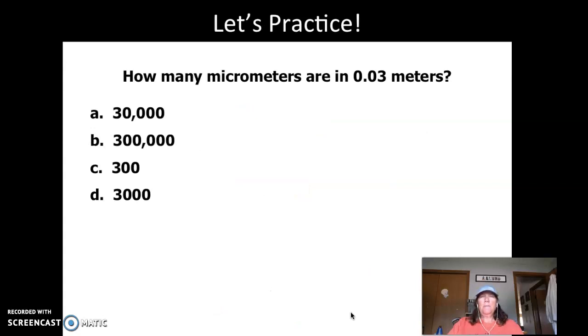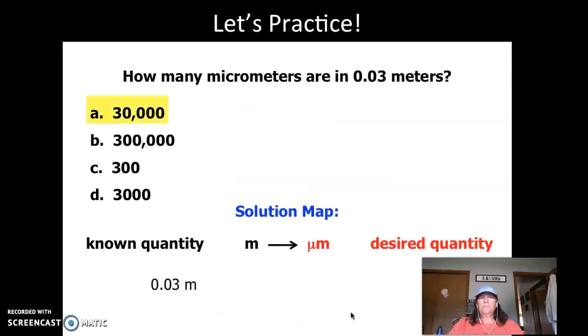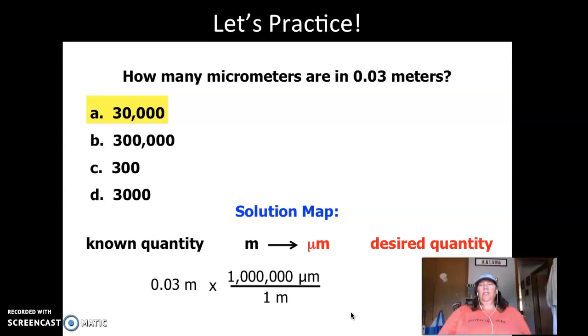Okay, how many micrometers? Again, here, 1 meter on the bottom, and there's 1,000,000 micrometers in 1 meter. I don't know that I'll have you do units that small, but you get the idea. And then you just multiply.